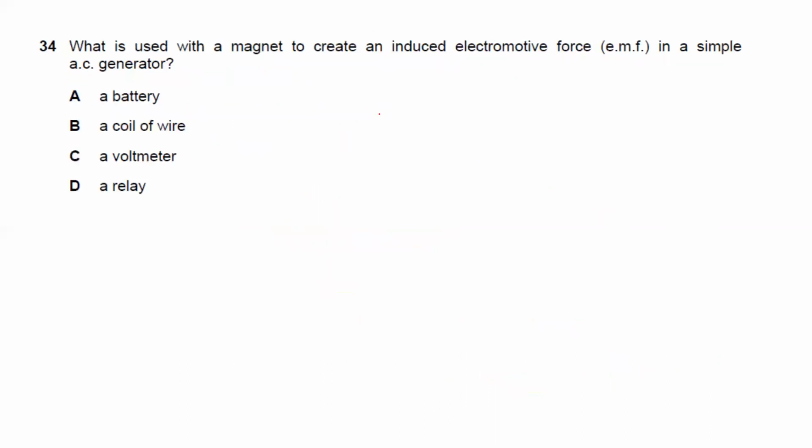So next question, question number 34. It says, what is used with a magnet to create an induced electromotive force in a simple AC generator? So we have a simple AC generator and we have a magnet, to create an electromotive force. So say for example, this is our magnet, the piece of magnet we have. This is north, this is south.